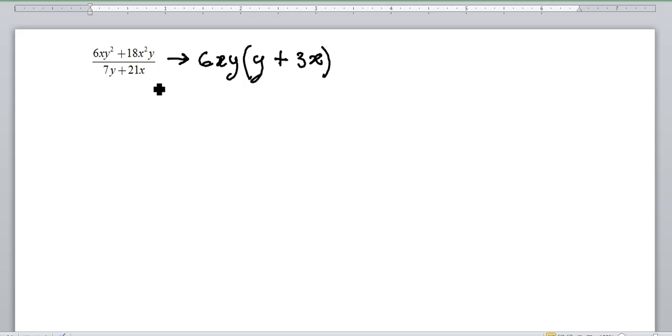So that's the numerator. Now, if you look at the denominator as well, there is also a common factor in the denominator, which is 7. So we can factor out that 7 and see what happens. So we have 7 as a common factor in the denominator. 7 into 7y, that's y, plus 7 into 21x will go 3x. So the numerator and the denominator are factorized.